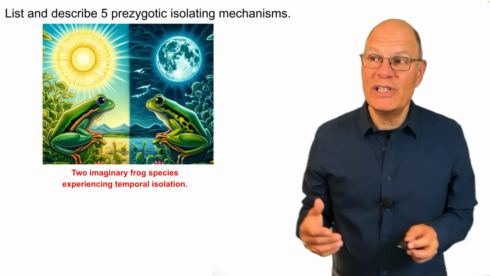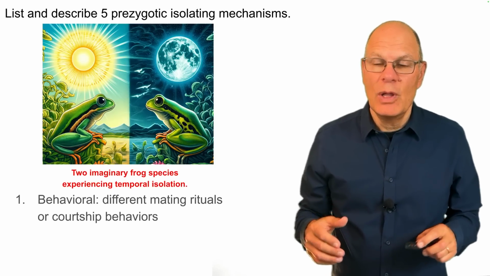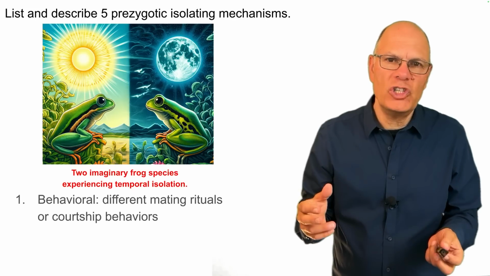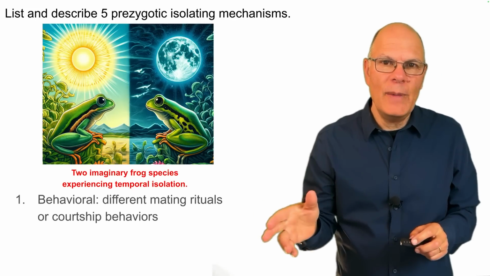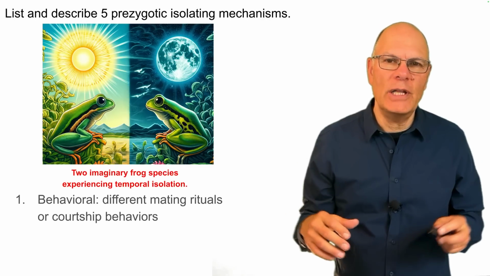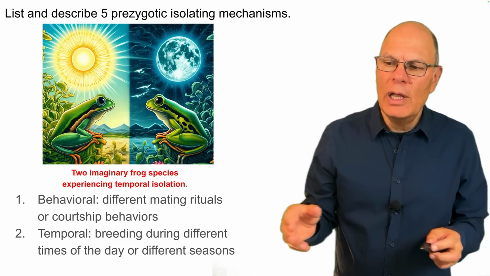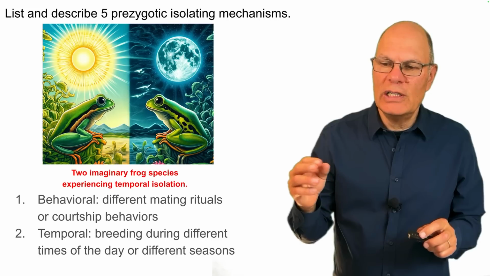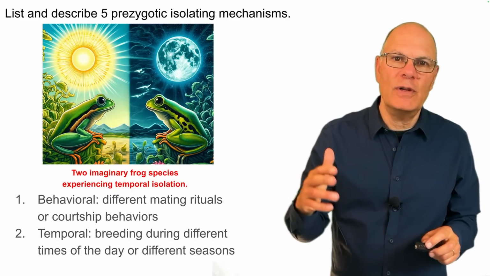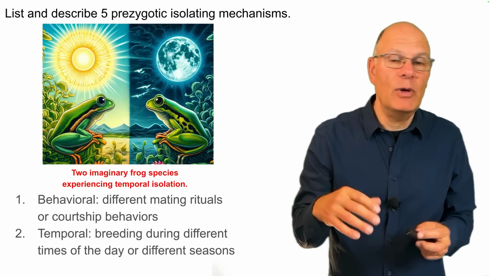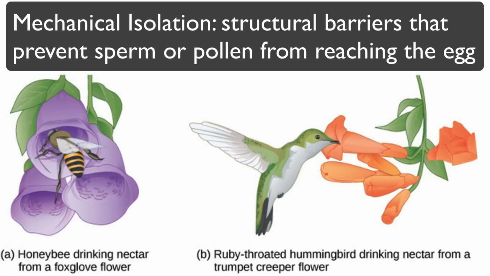Let's look at prezygotic isolating mechanisms. The first kind is behavioral. Different mating rituals or courtship behaviors would keep a female and a male from accepting one another as members of the same species and mating. Temporal means that they would breed during different times of the day or different seasons. One species mates in the winter, another mates in the summer. They're not going to interbreed.